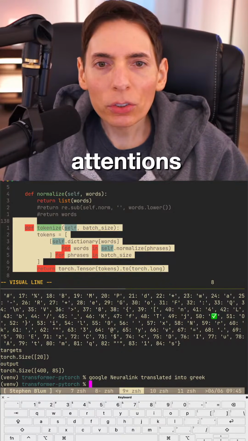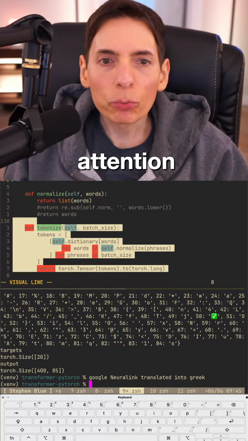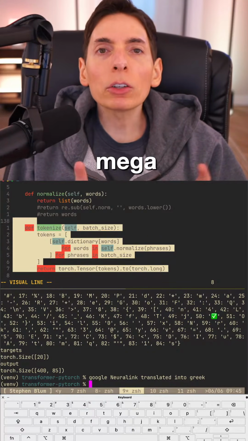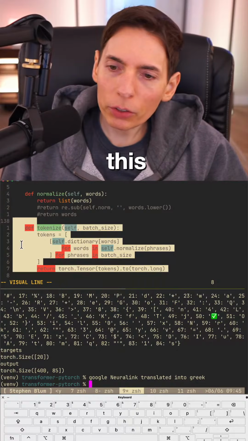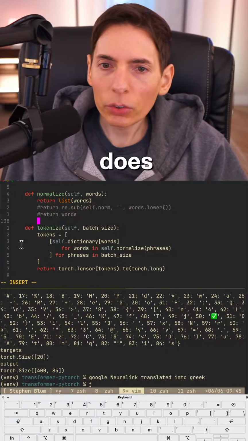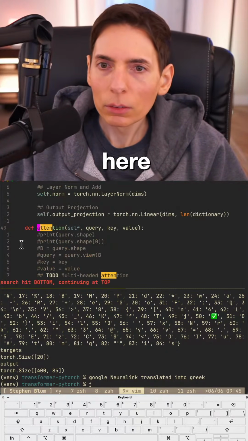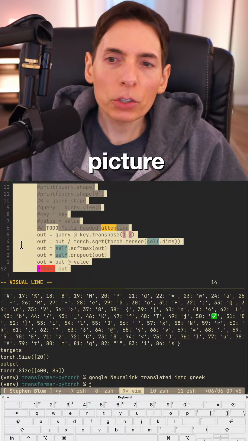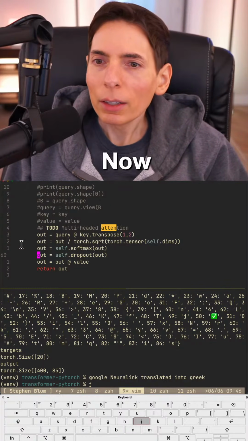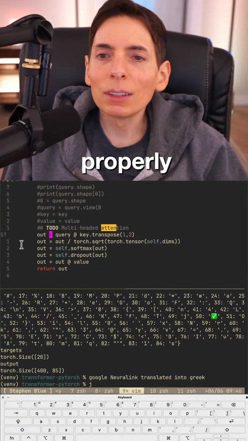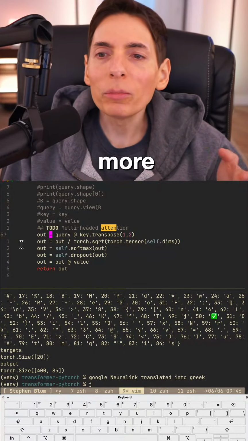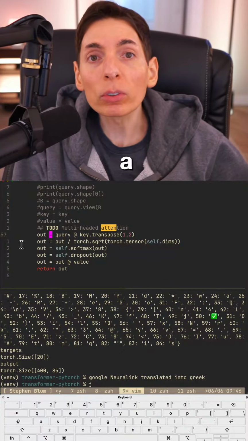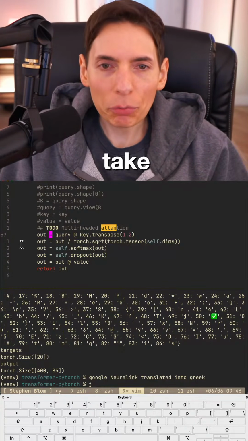There are efficient attentions right now, like flash attention. Flash attention is an optimization that is sort of like a mega kernel. It's a fused kernel that does this part, and it's just only part of the picture. In order to get a smaller amount of memory required to have attention over a lot of data, we need to take a different approach.